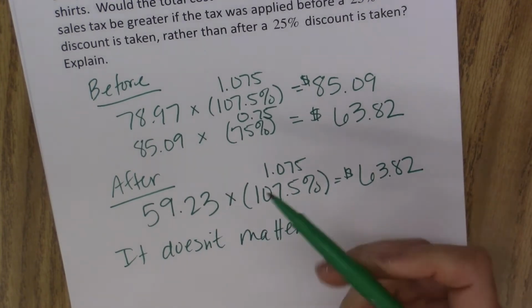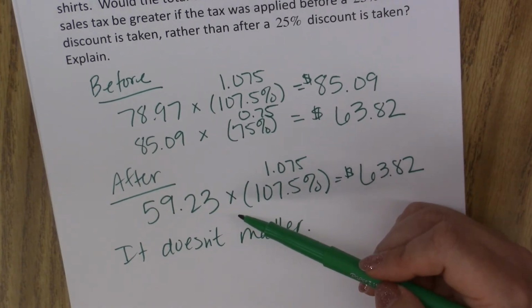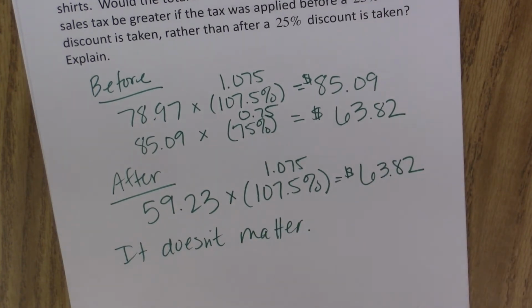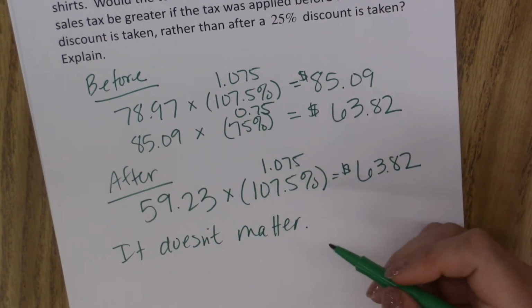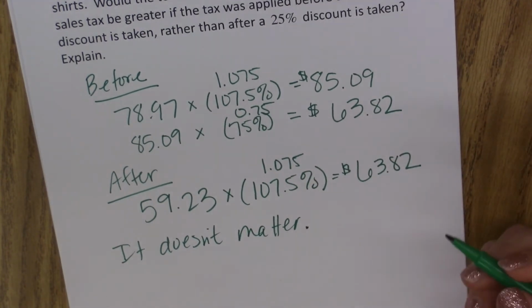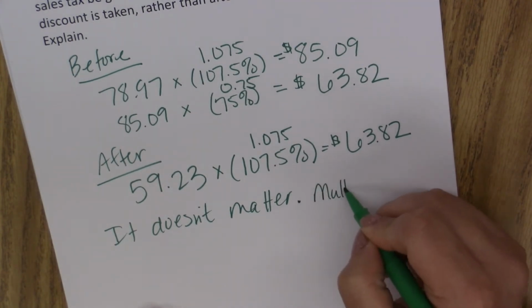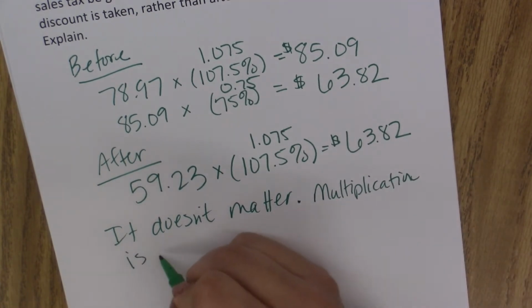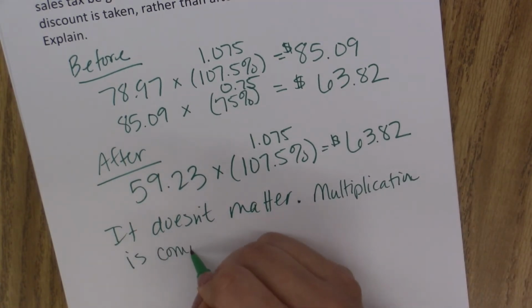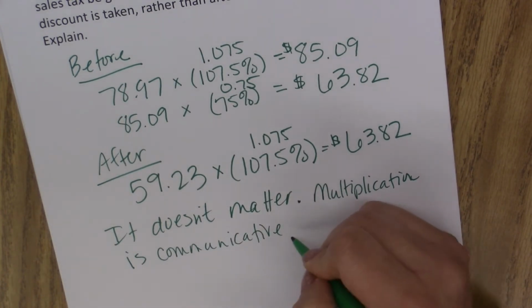And it doesn't matter because all we're doing is multiplying. And when we talk about multiplication, multiplication has the commutative property, so we could flip-flop these orders and it would not make a difference in what our final answer is. So we're going to say multiplication is commutative, C-O-M-M, is commutative.